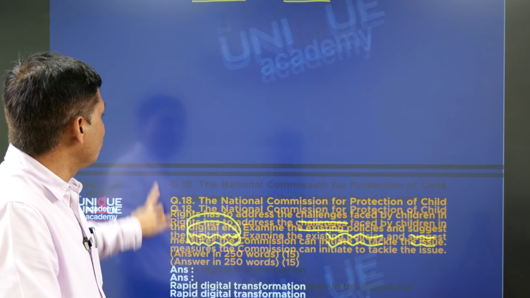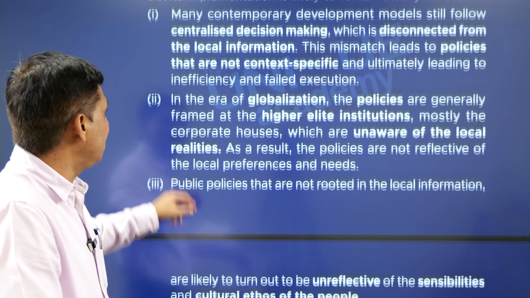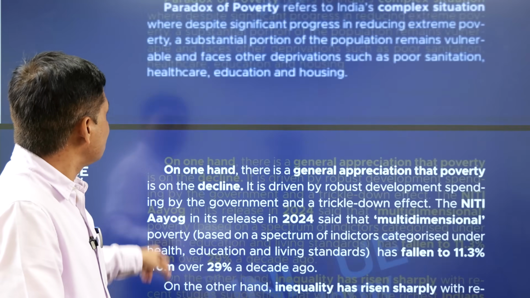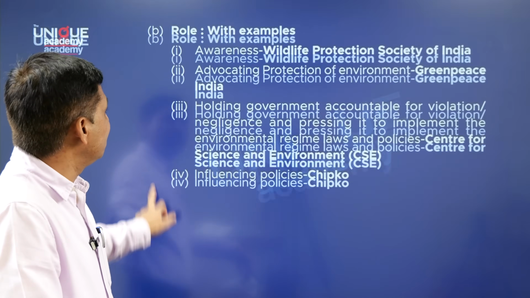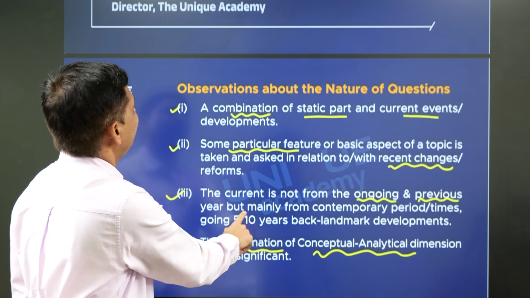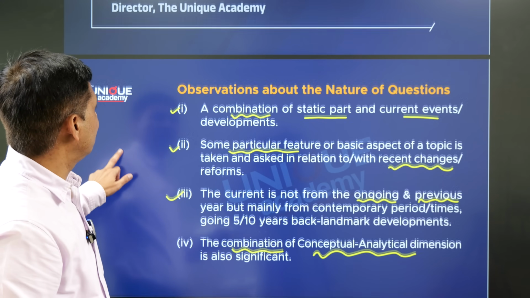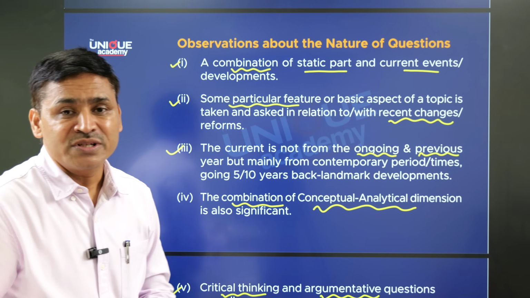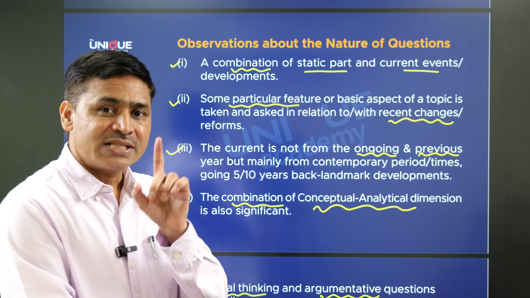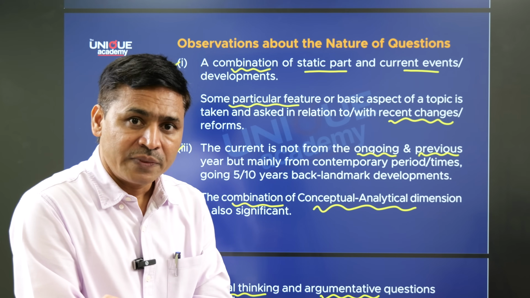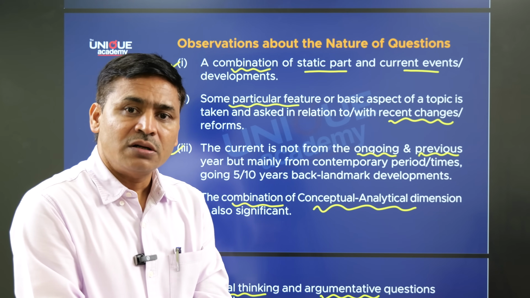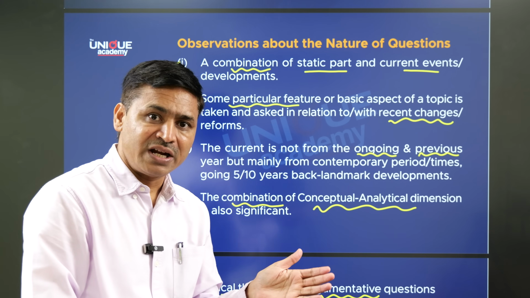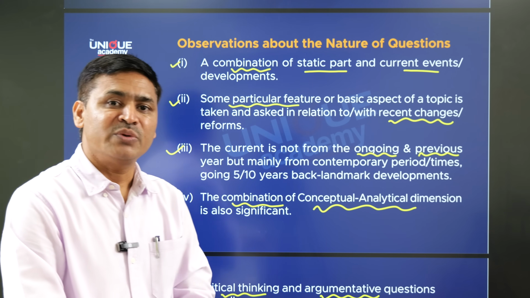Now let me get back to those 10 points once again, so that we can focus on evolving the right kind of strategy. A combination of static part and current events. You must have now realized that except that one question on Attorney General, all questions can be seen as a combination of the static factual part on one hand and the current contemporary part on the other hand.